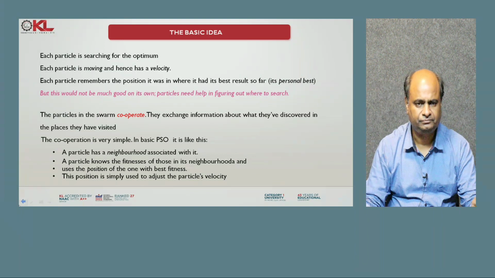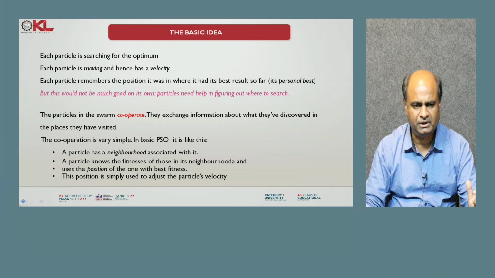The basic idea: each particle is searching for the optimum. Each particle is moving and hence has a velocity. Each particle remembers the position where it had its best result so far. That is called the personal best, or P best. But this would not be much good on its own. Particles need help in figuring out where to search, because there should be cooperation among the particles. The particles in the swarm exchange information about what they have discovered in the places they have visited.